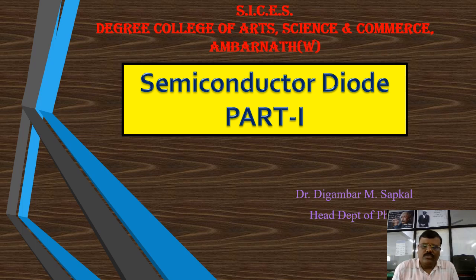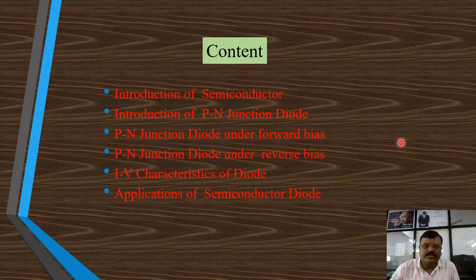We know we are living in the semiconductor era. All the electronic devices and components are built by using semiconductors. By using these semiconductors, the first one, that is the PN junction diode, was fabricated in the year 1874.